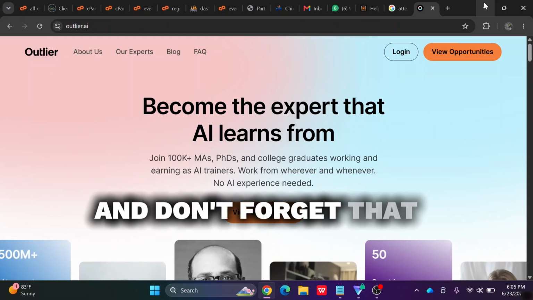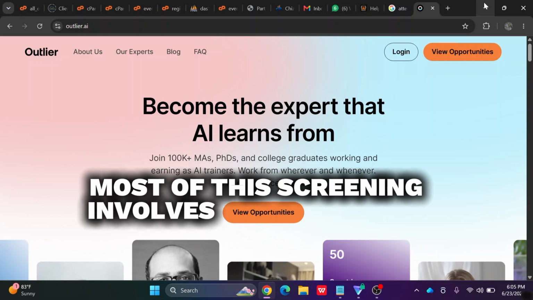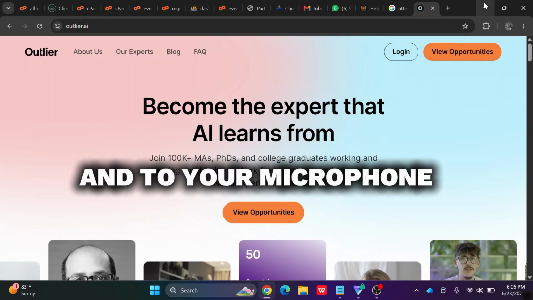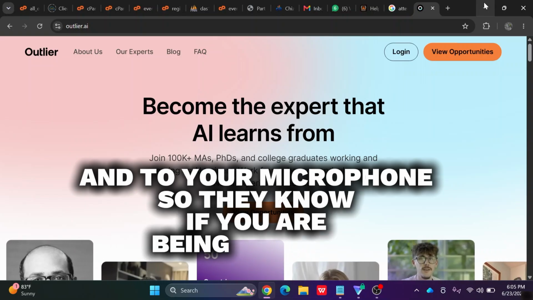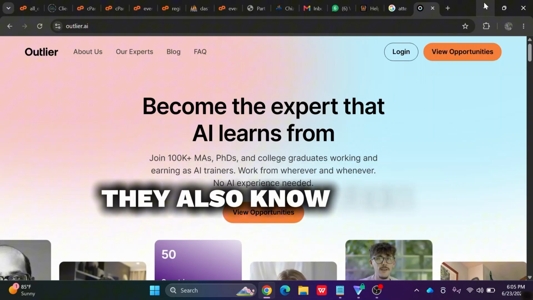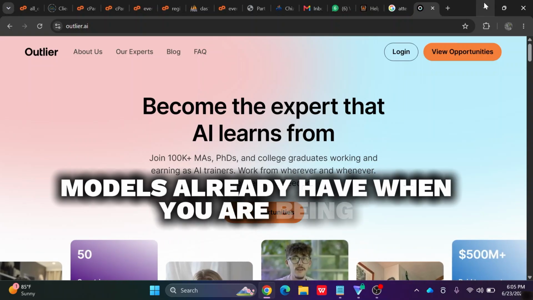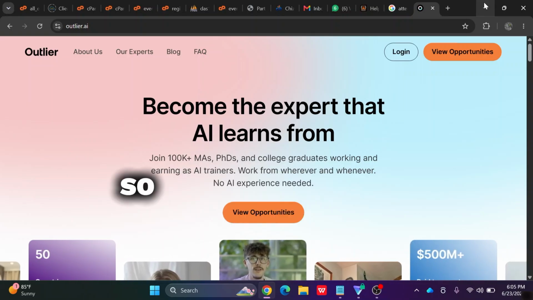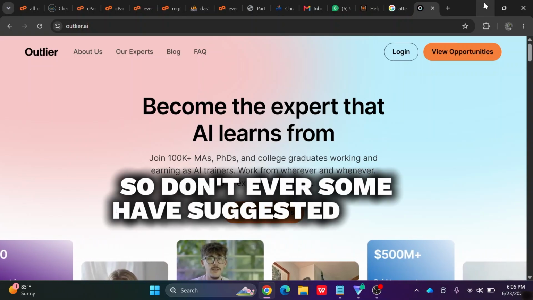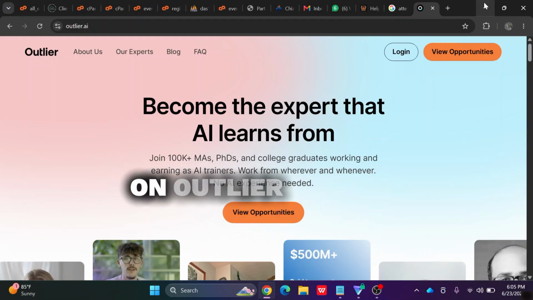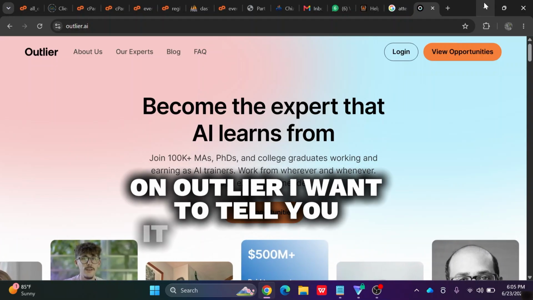And don't forget that most of this screening involves having access to your camera and to your microphone. So they know if you are being assisted. They also know, from the kind of training these AI models already have, when you are being assisted by another AI. So don't ever, some have suggested you should use Cluely AI or whatever to answer questions on Outlier. I want to tell you it doesn't work.